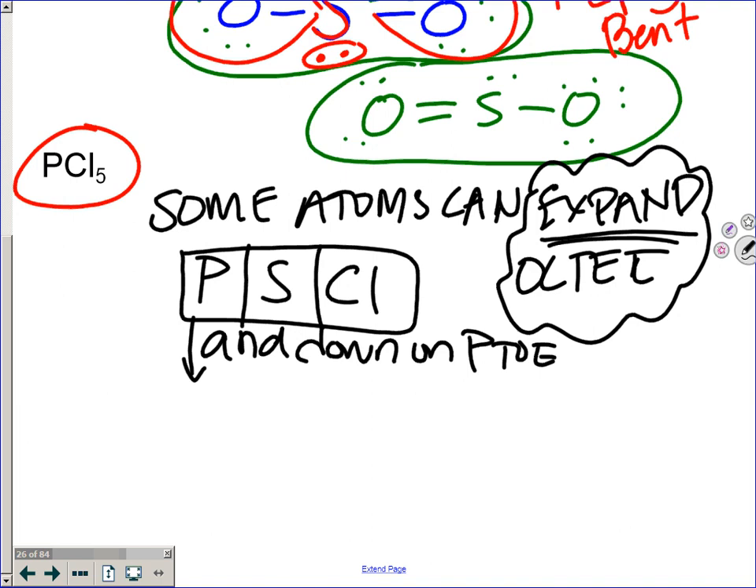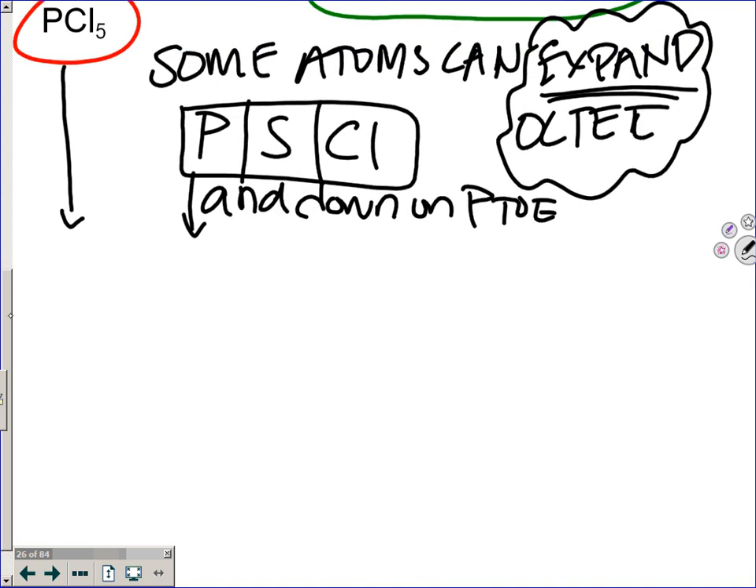Do you have your valence electrons? How many valence electrons did you get? 40. So you took 5 from phosphorus, plus 5 times 7 valence electrons from chlorine, so that's 40 valence electrons, right?